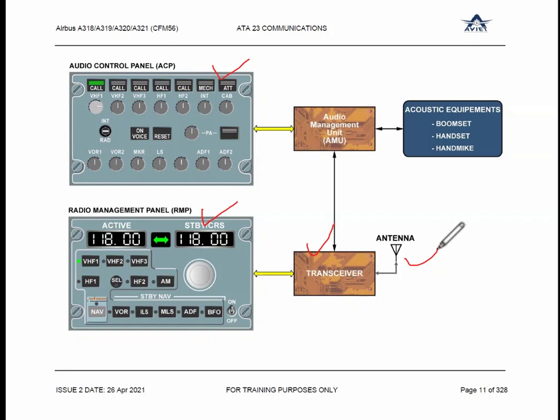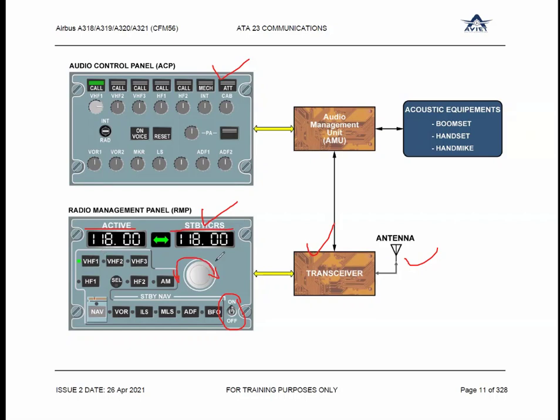Now what happens in this case? First of all, whichever system you want to use, you have to choose on the radio management panel. The radio management panel has an on-off button, where you can put it on or off. It has 2 display windows, active and standby, for frequency, and one rotary knob is there, which is used to select the required frequency.